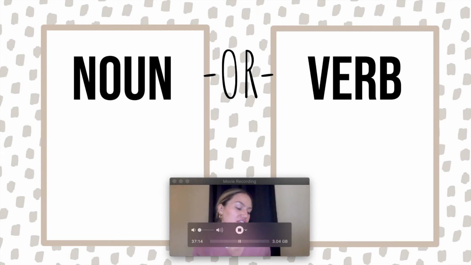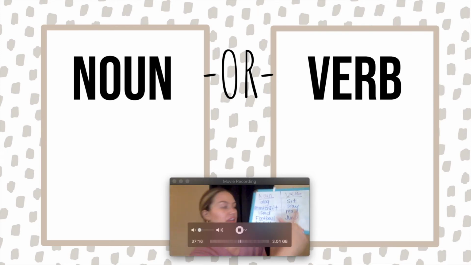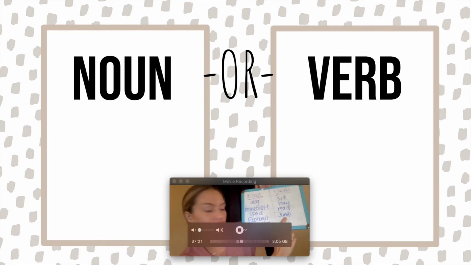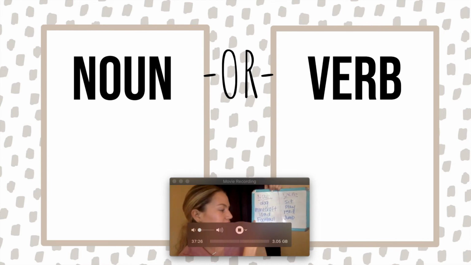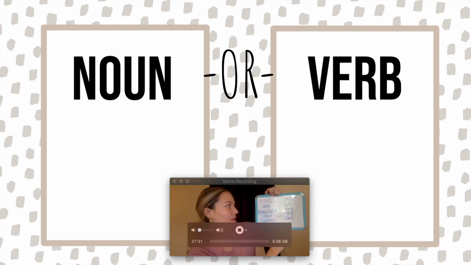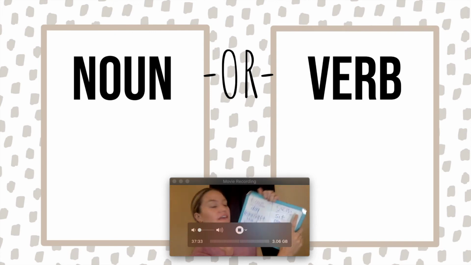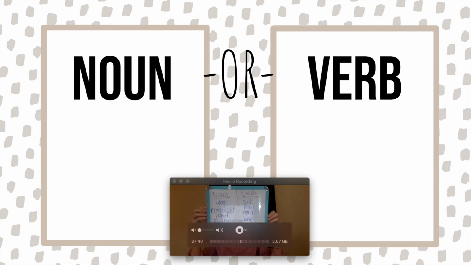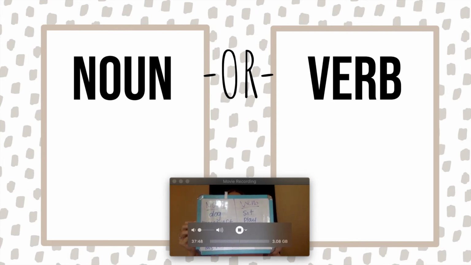All right, so let's check those four. So first we had read. Read should be under verb, something you do. And then we had football. Football is a noun, it's a thing. And Miss Fulton is a person, so that is a noun. And jump. Jump is a verb. Something you do is a verb. All right, so you should have the same list as me. You can pause it for a second to make sure you have the same answers as me.